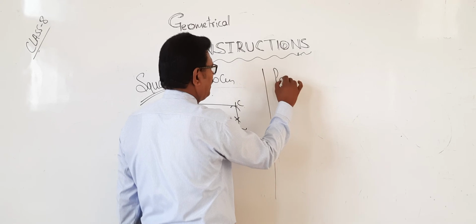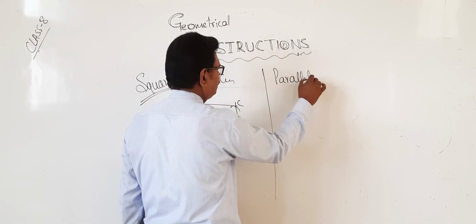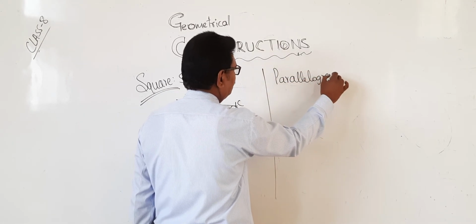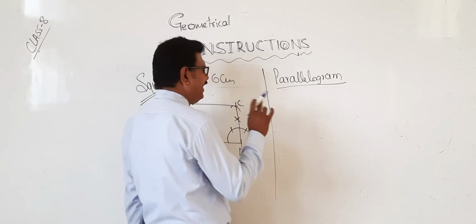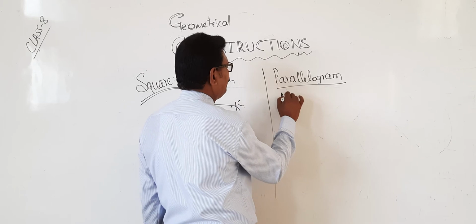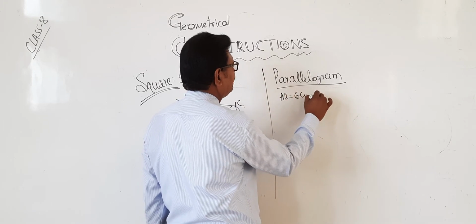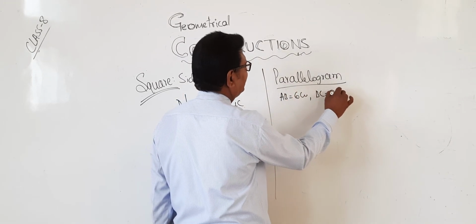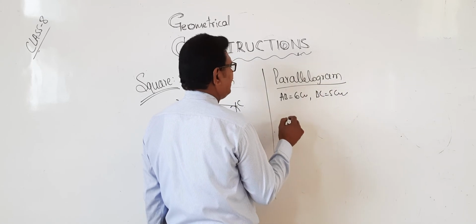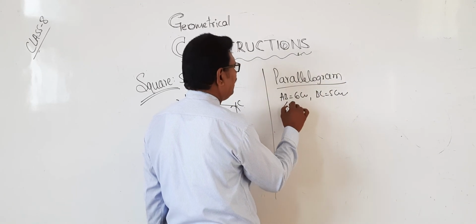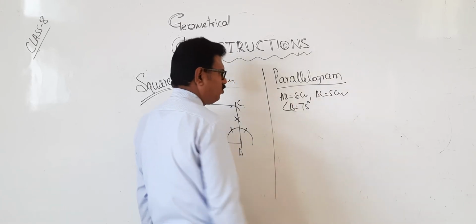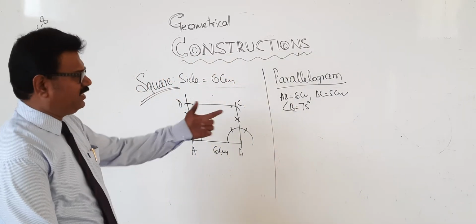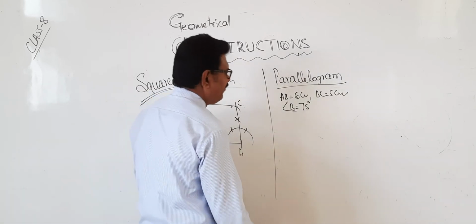Then the parallelogram. In this parallelogram also you want 3 things. AB equal to 6 centimeters. BC is 5 centimeters. Any angle you can give. Angle B is 75 degrees, over. That's all. Remaining there is no problem. Okay? We'll draw. Very simple.